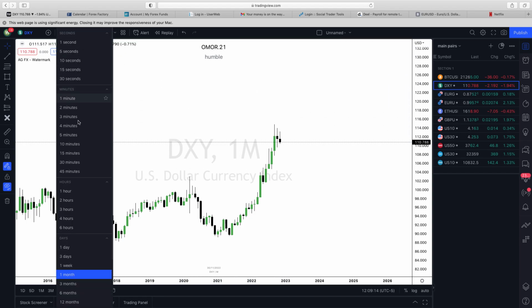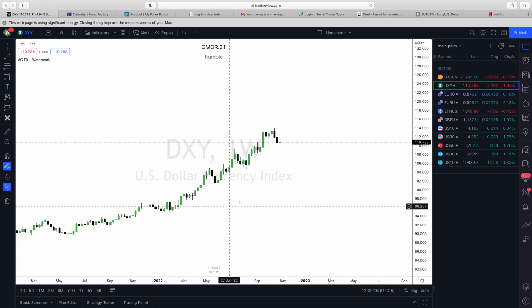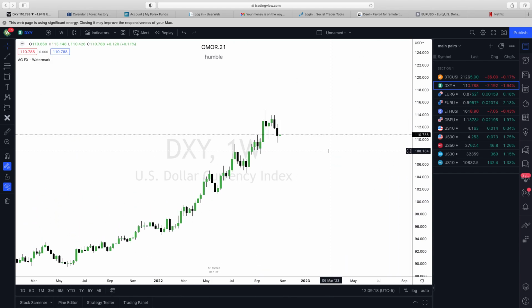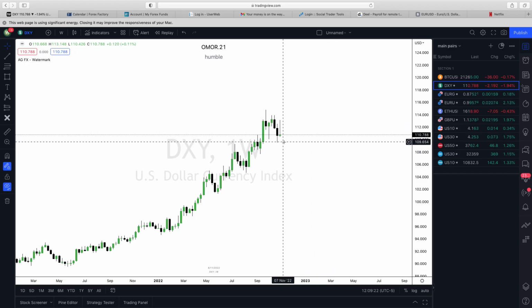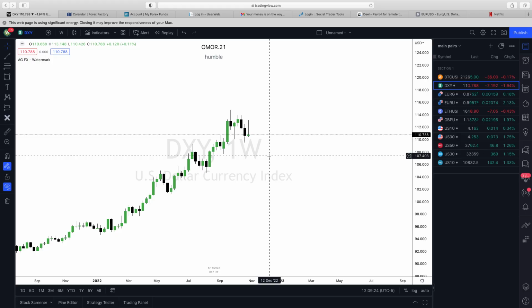Now, if we go on the weekly, last week we anticipated the likelihood of it being a week where we move higher rather than lower, and the reason is because of this.